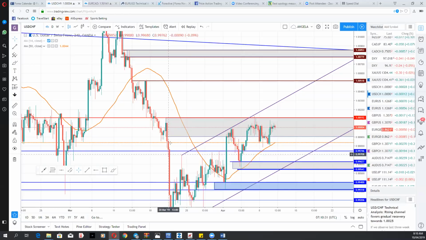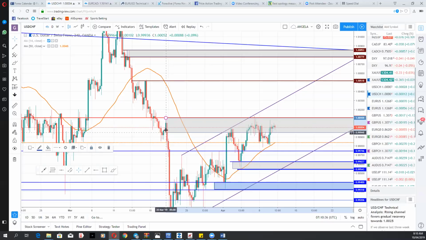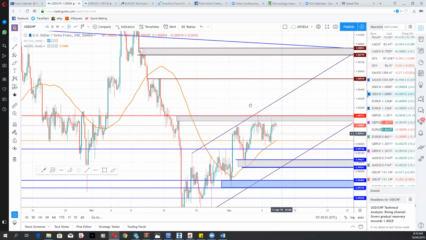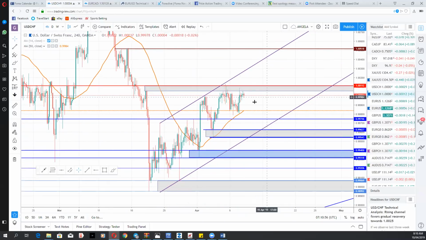So what we have now is, like I said earlier on, price is at this area. Price needs to clear above this 1.00, and this is what you call a psychological level. If price closes above it, then it may move higher. But be aware, there is a rising channel on the 4 hour, as you can see. So should price break above it, it may run into this area.